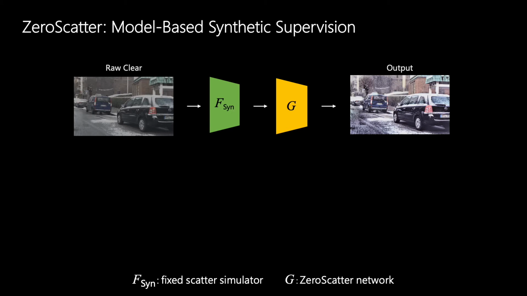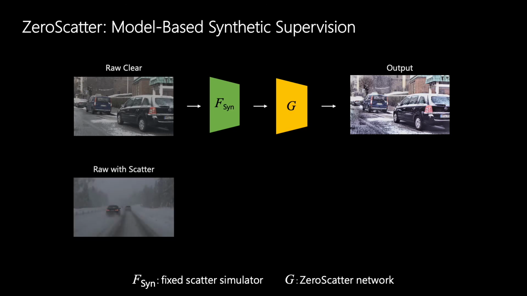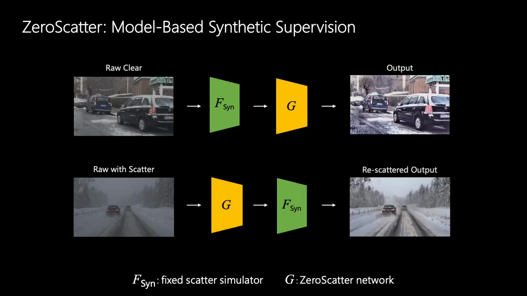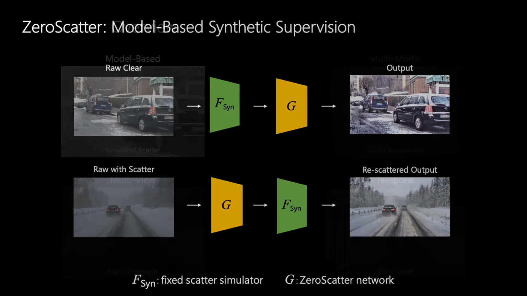The other cycle follows a similar structure and goes from scatter to clear to scatter. It starts with a real-world adverse weather scene. ZeroScatter is applied to remove the scattering media, and the scatter-free output is then synthetically perturbed using the same adverse weather simulator. Utilizing a fixed adverse weather simulator instead of a learnable mapping ensures that ZeroScatter is able to remove various intensity and depth-dependent effects.